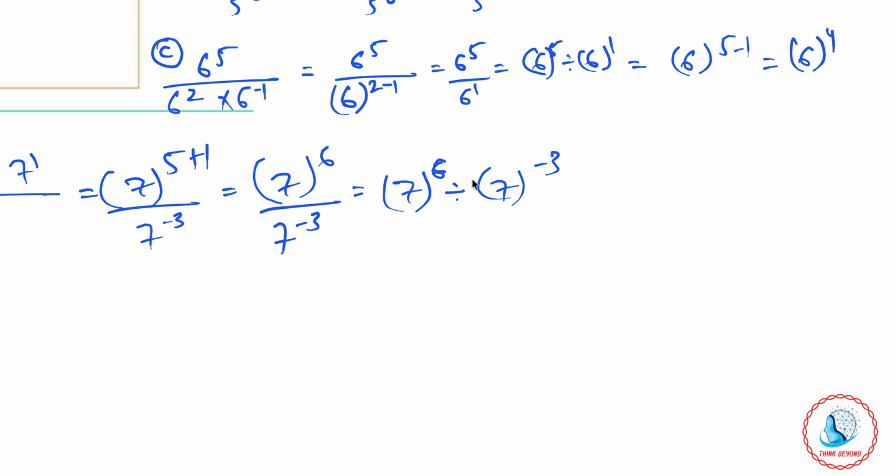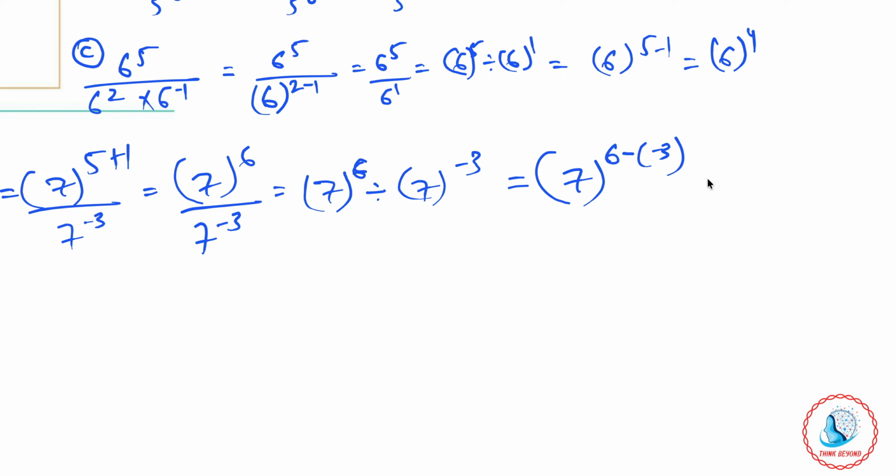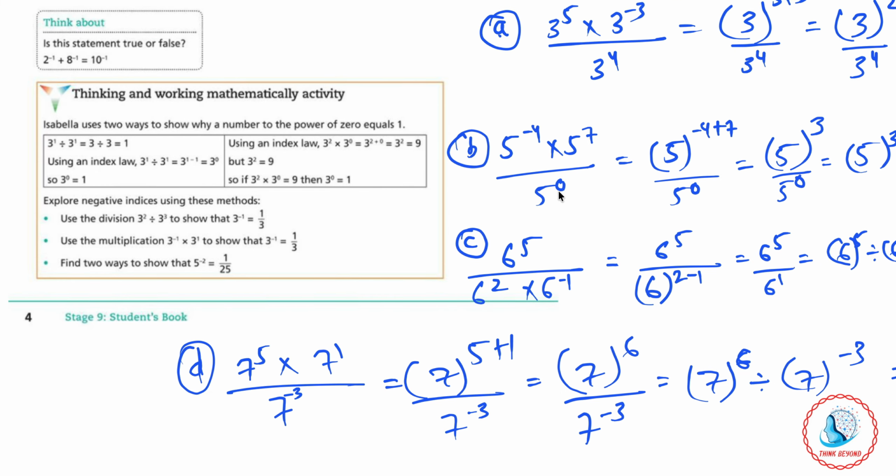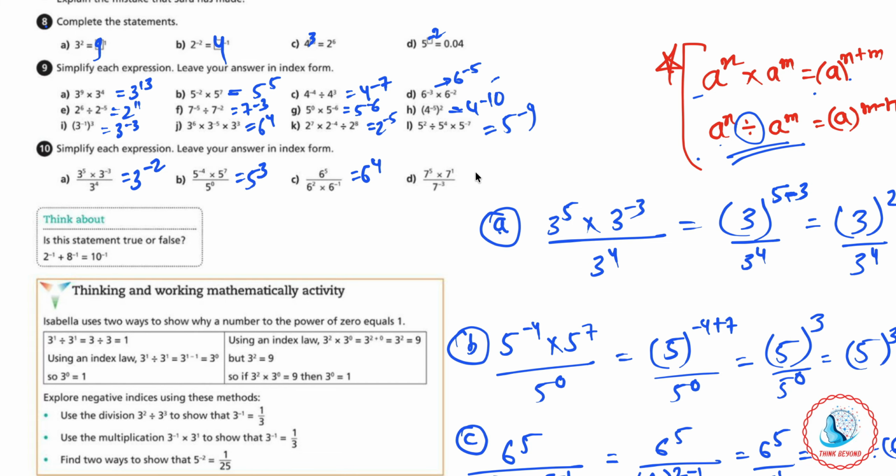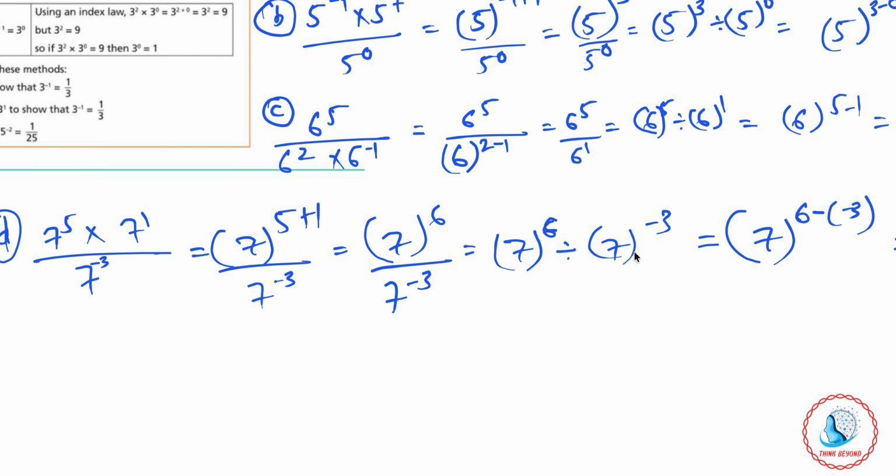Base are same, powers are different, and there is a division sign. It means you have to apply the second formula. The power will be subtracted. 7 raised to power 6 minus 3. So 6 plus minus is plus. So it's 6 plus 3 is 9. Our answer is 7 raised to power 9.